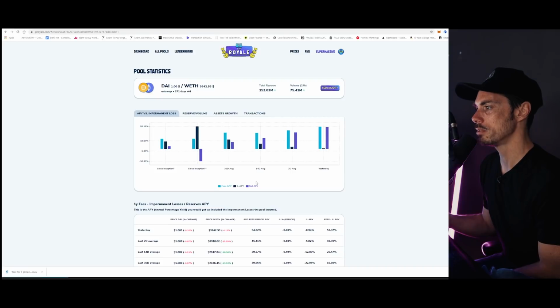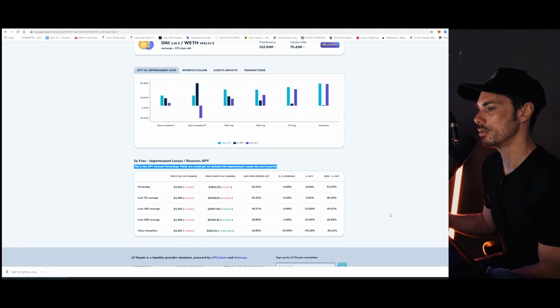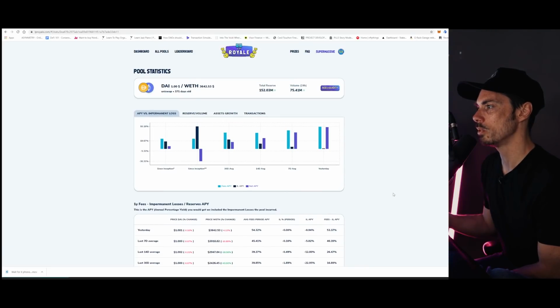Okay, so it gives us some statistics here. So the fees APY, the IL APY, and the net APY. APY is annual percentage yield. There we go. It says there, this is the APY you would get if we included the losses the pool incurred. So this one actually looks pretty good.